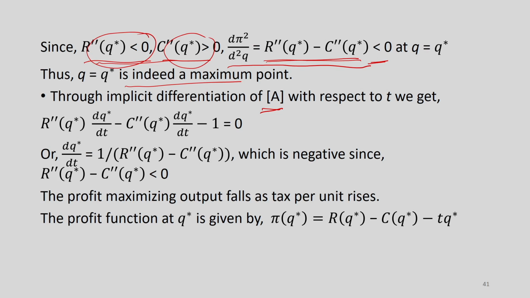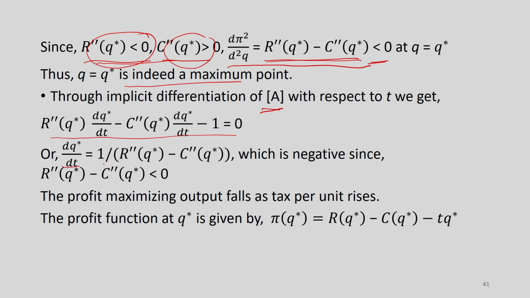All right. If we do so, then this is what we are going to get: r double prime q star multiplied by dq star dt, minus c double prime q star multiplied by dq star dt, minus 1, because there was a small t term and that will become 1. And let us collect these terms. So, we are jumping some steps here, and if we simplify this, then dq star dt will become 1 divided by r double prime q star minus c double prime q star, right.